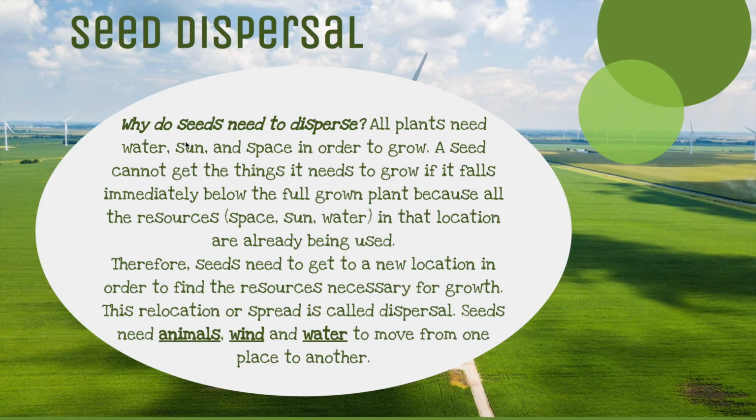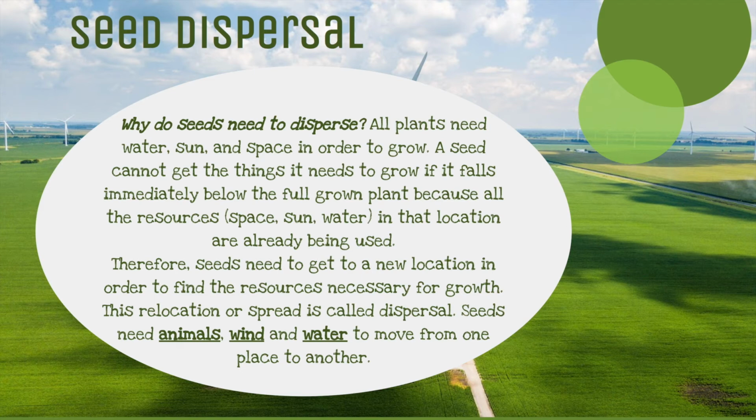Seed dispersal. Why do seeds need to disperse? Why do they need to be spread out? Well, all plants need water, sun, and space in order to grow. And a seed cannot get the things it needs to grow if it falls immediately below the full-grown plant, because all the resources like space, sun, water in that location are already being used by that plant. So, seeds need to get to a new location in order to find the resources necessary in order to grow.